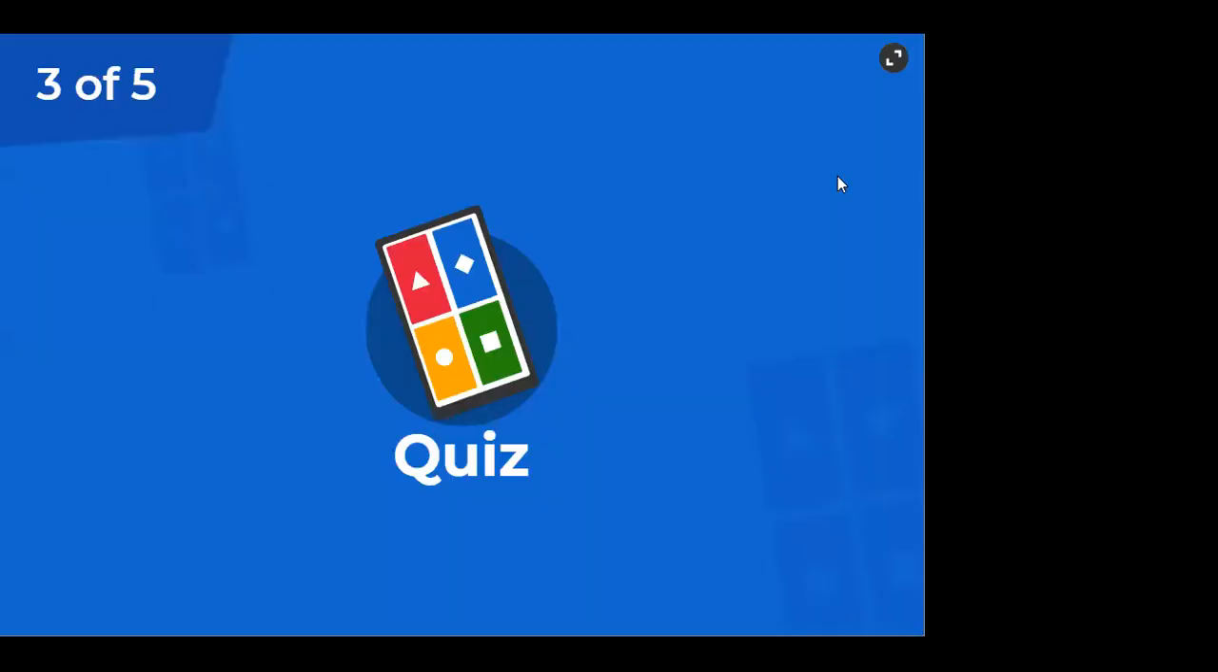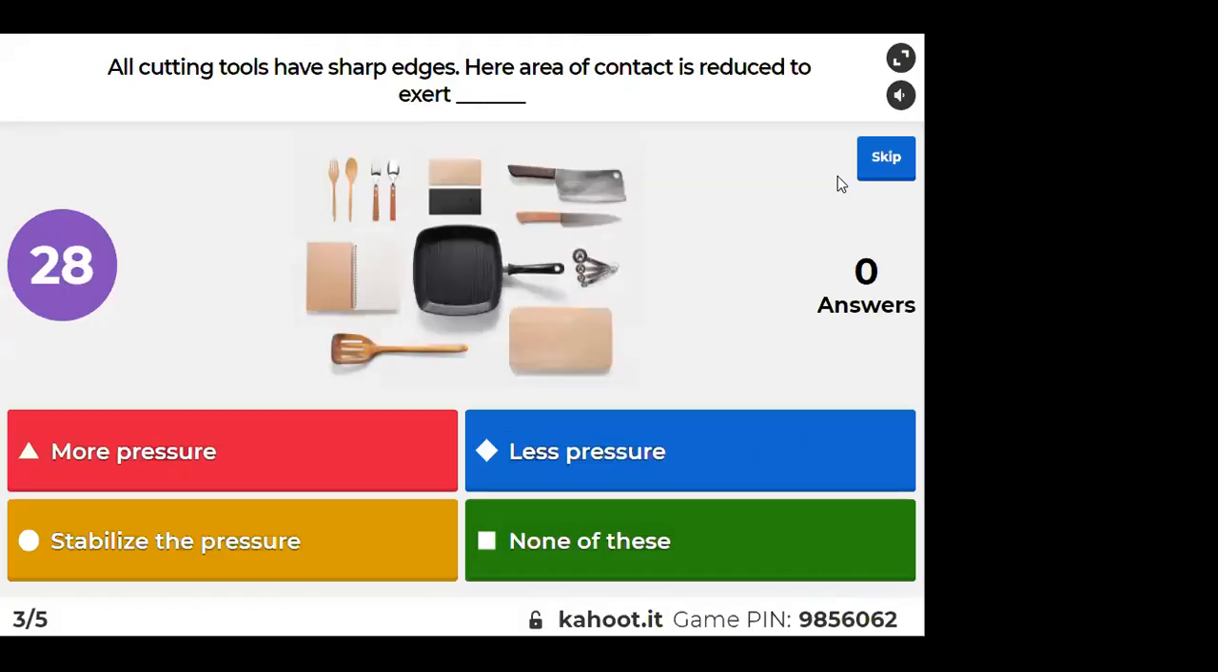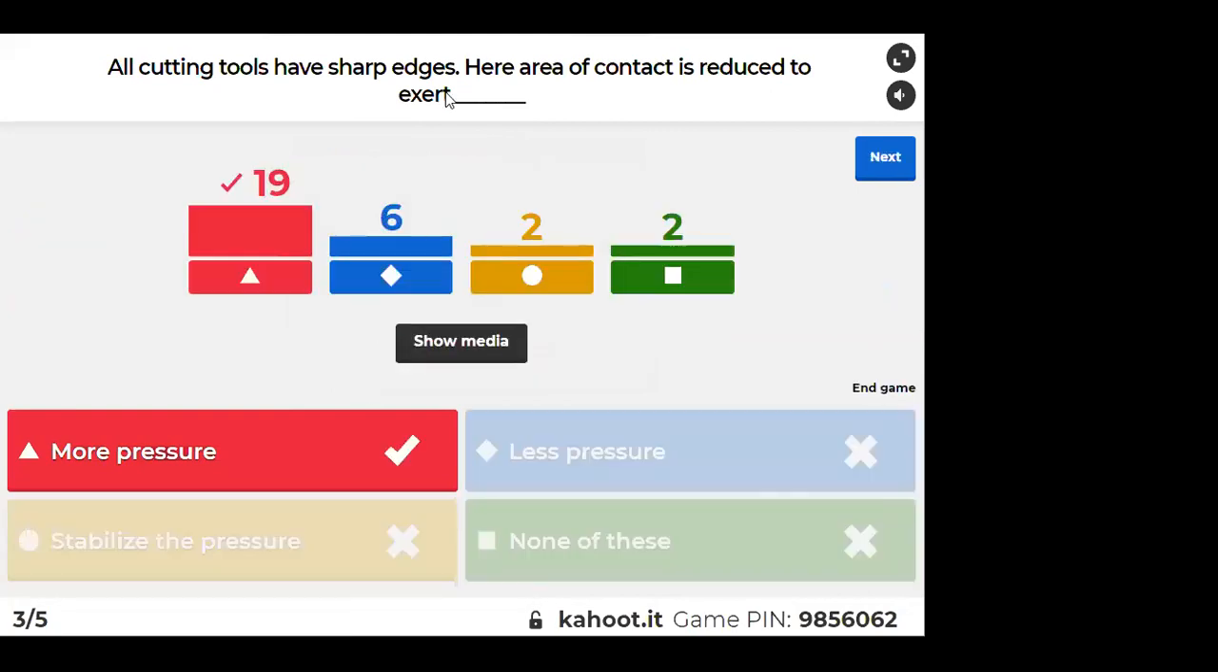Next, all cutting tools have sharp edges, right? Here the area of contact is reduced to exert more pressure. Very good, Brinda. Correct. Again, area of contact is reduced. Area is less, pressure is more. Guys, try to understand this concept. The basic formula: pressure is equal to force per unit area.